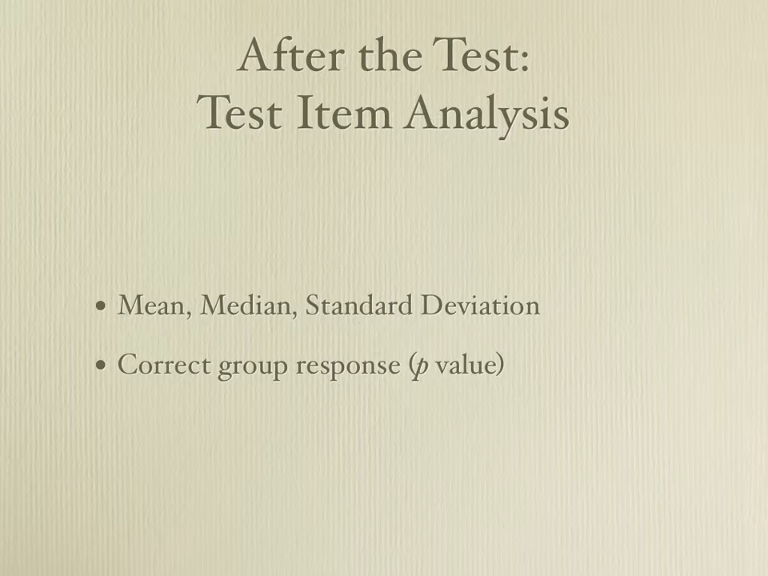So look at that. Is there a greater variability in that standard deviation, or do most of the scores cluster around the group mean? Following that, you have the correct group response, or the p-value. So essentially, this is the number or the percentage of students that got a question correct. So think of the two ends of that. If you have 0% got that, we know that no one was able to get that question correct. And if we have 100%, we know that everyone chose the correct answer for that question.